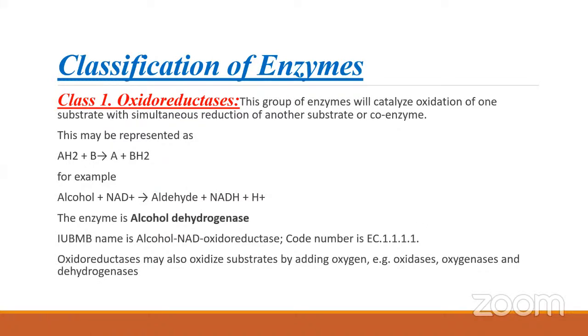Okay. Oxidoreductases not only oxidize by removing a hydrogen atom, they also oxidize substrates by adding oxygen. Oxidases, oxygenases, and dehydrogenases all belong to this class, oxidoreductases. So this is class 1, oxidoreductases.